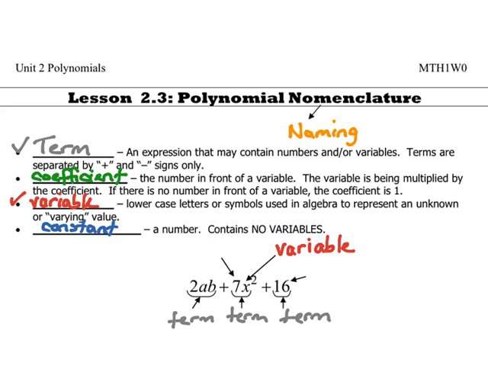Going back to the green word now, a coefficient. A coefficient is a number in front of a variable. So notice that the 7 is in front of the x, and that would make it a coefficient. If you look really carefully at the whole polynomial, you should be able to find another one. So that is going to be this 2. It's right in front of the variables a and b.